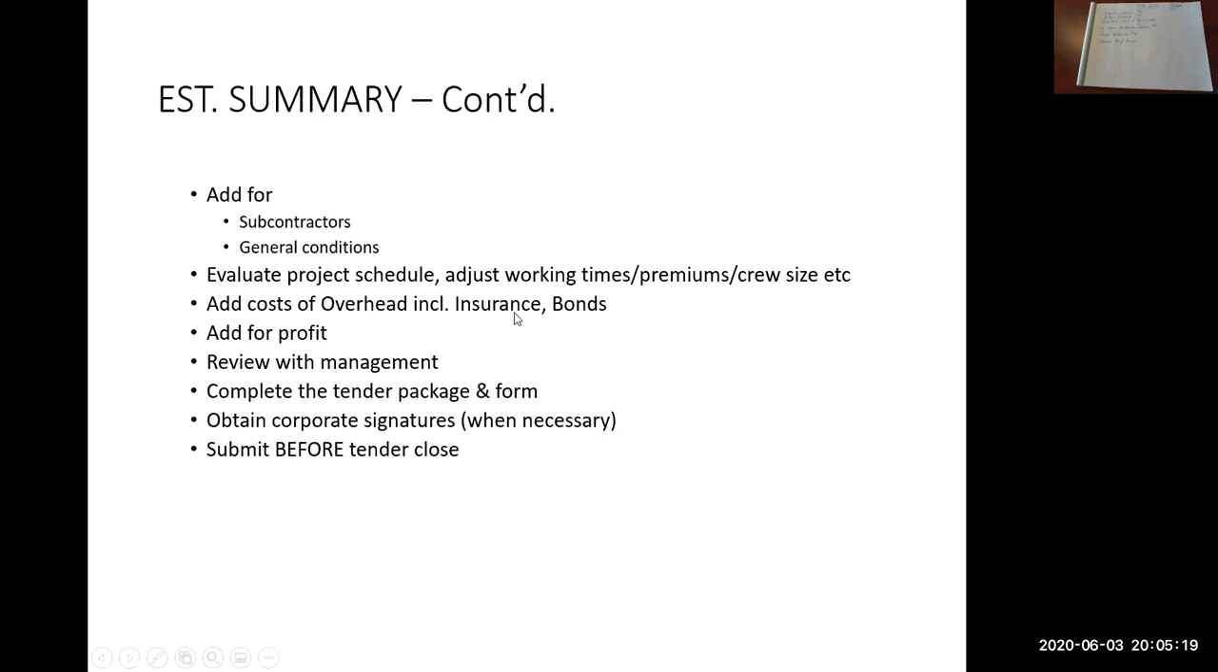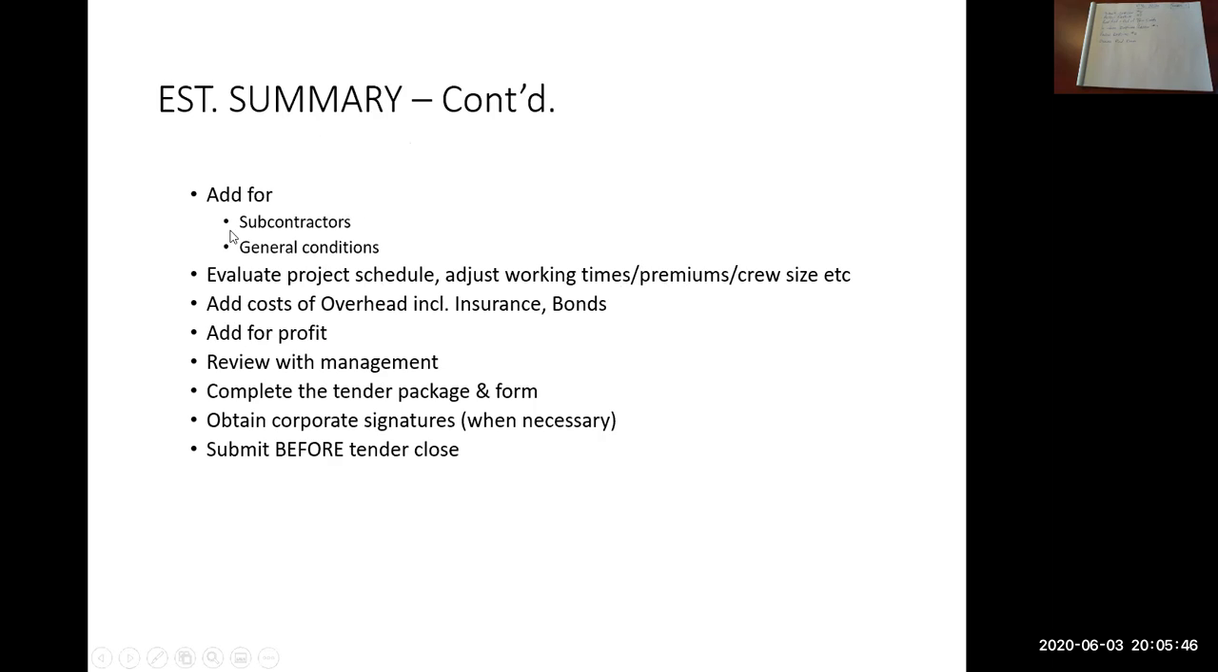So add costs for, so I mentioned those in general conditions. So overheads, so things like insurance, bonds. Include your profit. So is it a percentage markup that your manager wants you to add, or is it simply a dollar amount? Is it, you know, $100,000 that you're to add to your estimate?